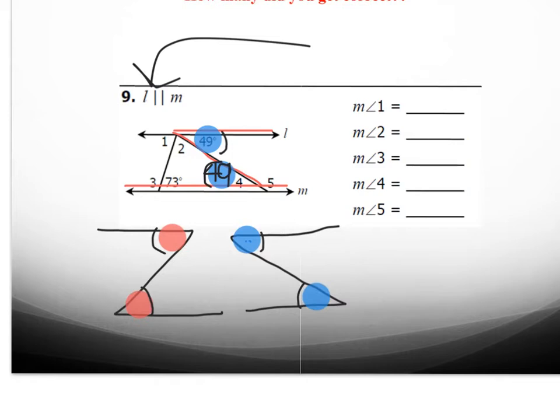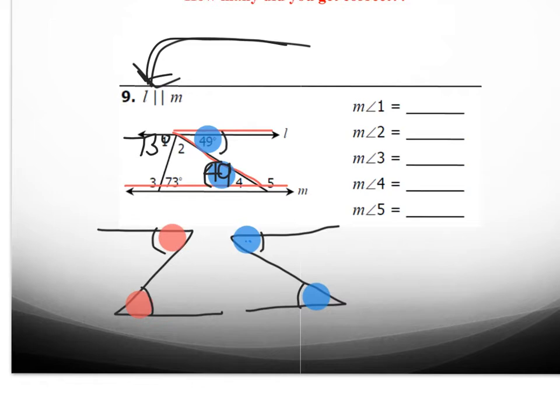I can also see that angle 1 and the angle that's 73 degrees are also alternate interior, therefore I can write that angle 1 is 73 degrees. Now where did I get all of this information from? I got this from the fact that we're dealing with parallel lines and they are cut by a transversal.